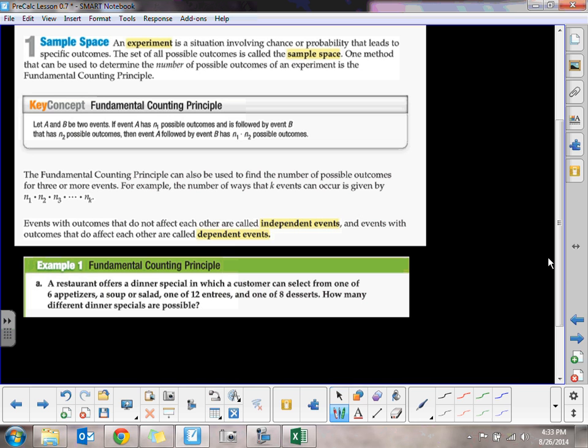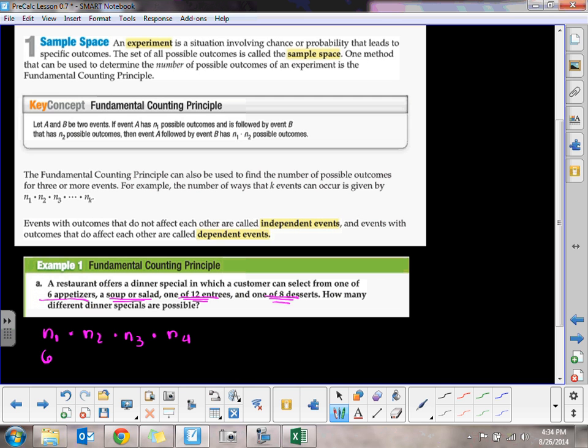One of the events is that we have to pick from one of 6 appetizers. We also have a second event: we have to pick a soup or salad. We have a third event, and then we also have a fourth event. So we want to treat these as our n sub 1. N sub 1 is how many ways the first event can occur. Take it times the number of ways the second event can occur, then the third event, and the fourth event. Multiply them together, and it tells us how many different outcomes are possible.